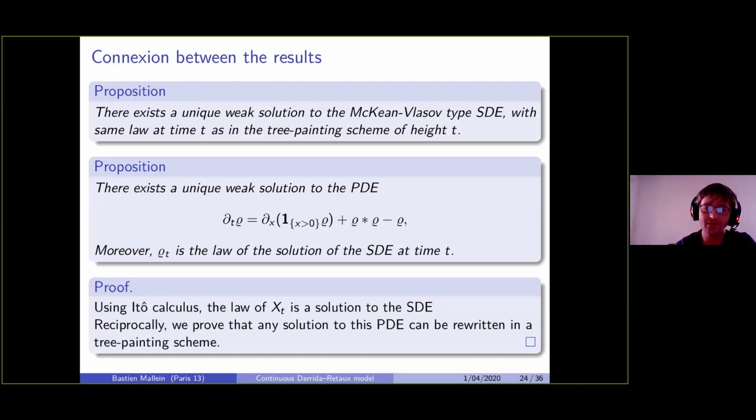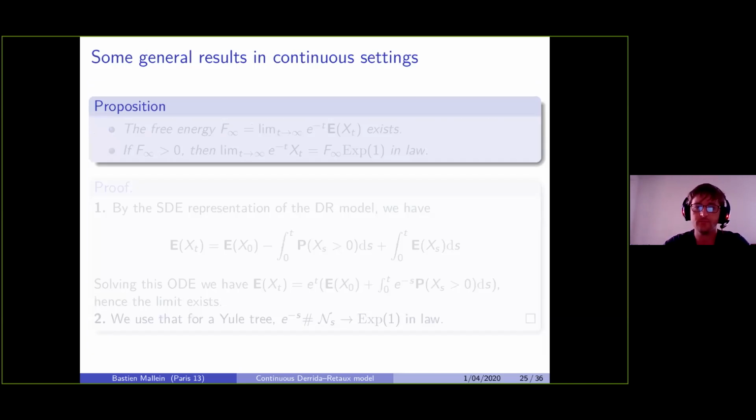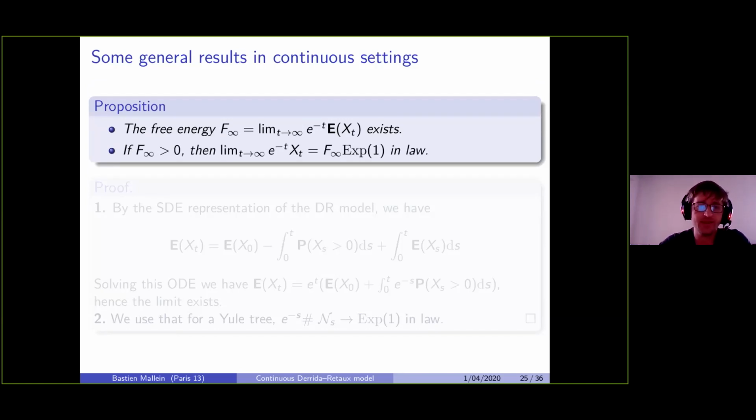Right? So now we can try to study this process and see if it can be easier to study the phase transition in this case. Okay, so the good thing is that the free energy again exists, but instead of normalizing by 2 to the n, you normalize by e to the t. And when the free energy is strictly positive, then Xt divided by e to the t converges toward F infinity, so the free energy times an exponential distribution of parameter 1.